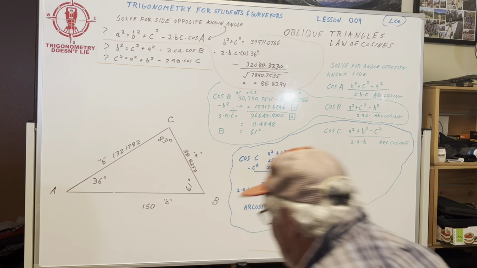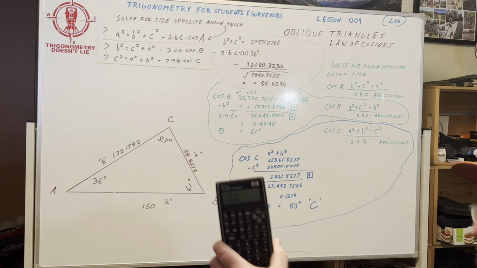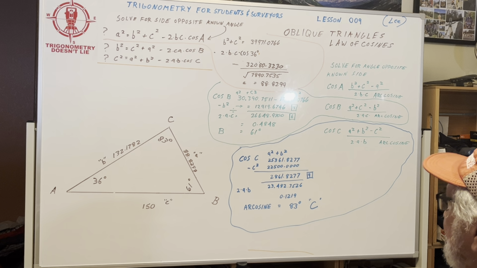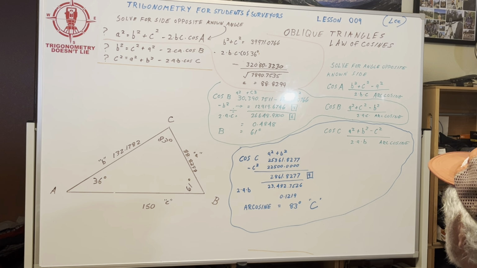So we probably should check those. Let's go with my numbers here. I recall A is 36 degrees. Recall B is 61 degrees. I'll just hit plus. Now we're up to 97. Now we're going to recall C, which is 83 degrees, and plus, and we have 180 degrees. So that checks.